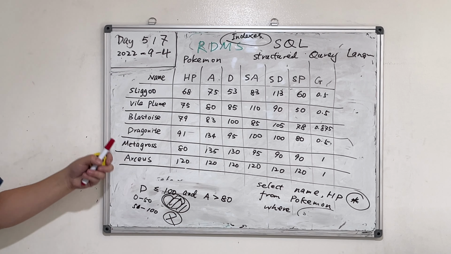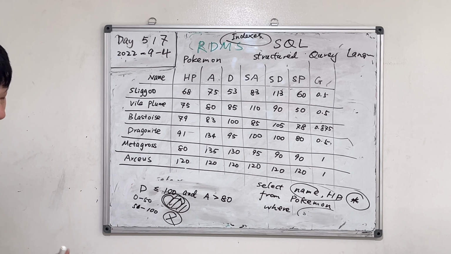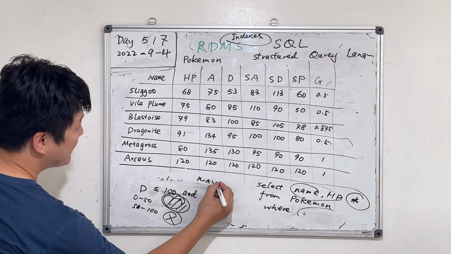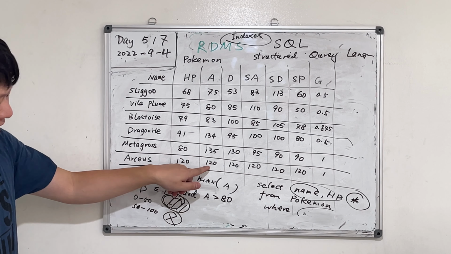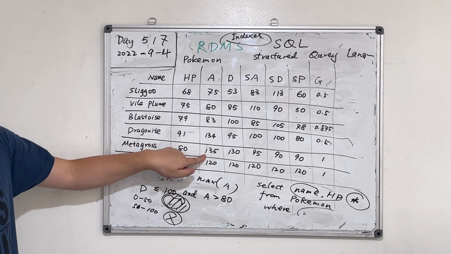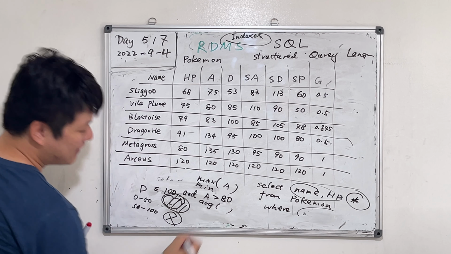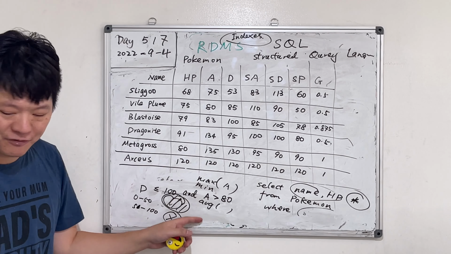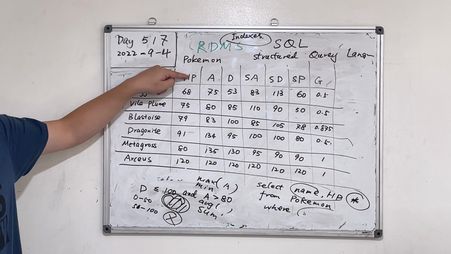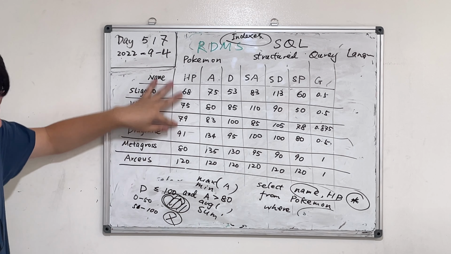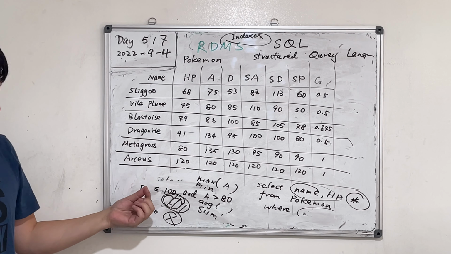Select something, we can apply some functions to it as well. For example, we can say select max. We want to select max attack from the Pokemon. Then it tells us it's 135, right? Max, min, average, those kinds of functions. This is called an aggregate function, or sum. Select sum HP. Then it tells us this number added together. Right? That's one basic format of SQL.